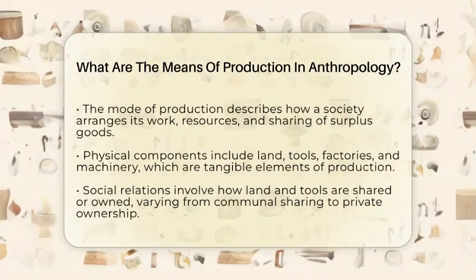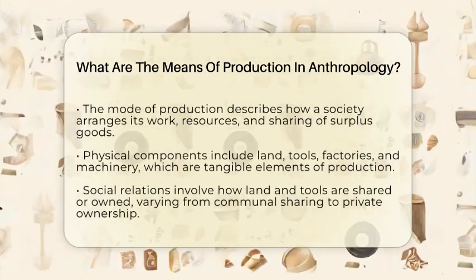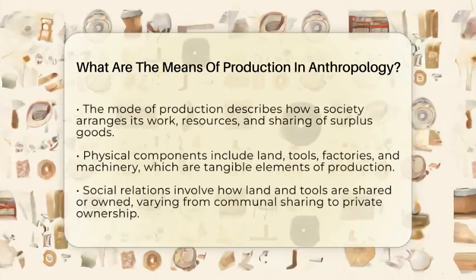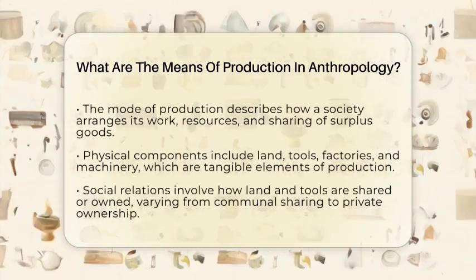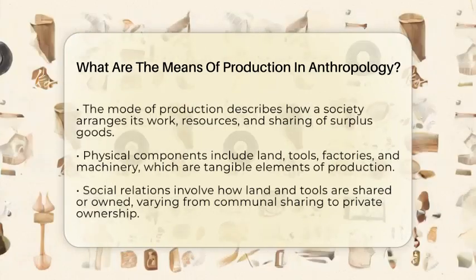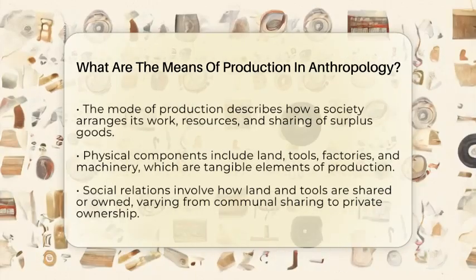Let's break down what this means. First, the physical parts are straightforward. Think of land where farming happens, factories where things are made, or tools like knives, hammers, or computers. These are the tangible elements needed for production.